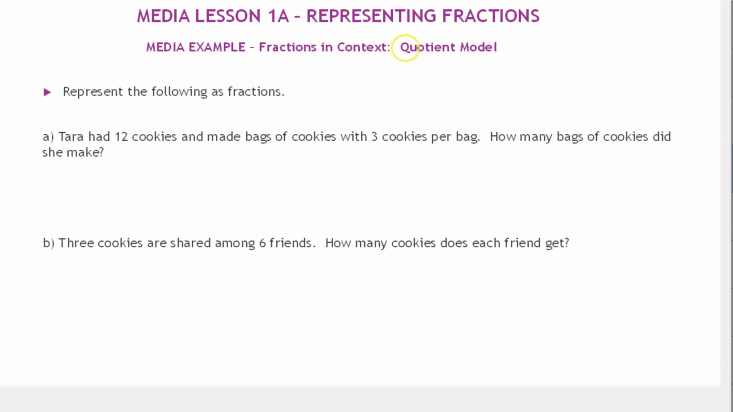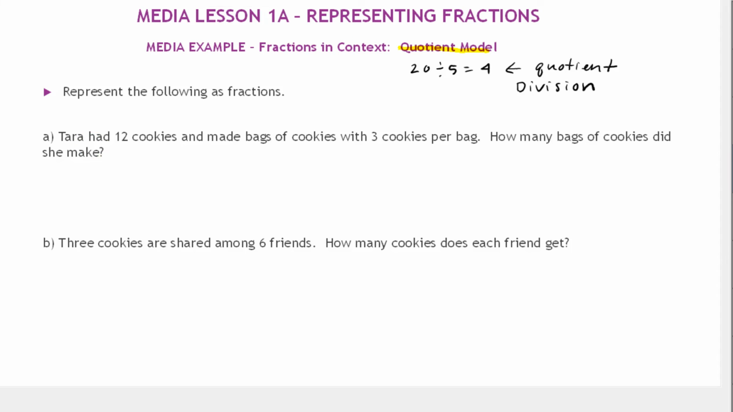Remember that quotient is the answer when we divide. So if we had 20 divided by 5 equals 4, we would call 4 the quotient. These first examples are really just another way to think of it: the quotient model is division. So they may not seem very different from problems you've done before, okay? But this is just one of the ways that we can represent fractions, through a division model. So let's read the problem.